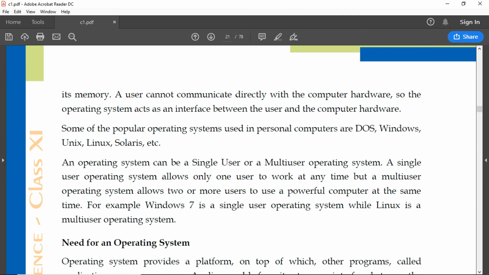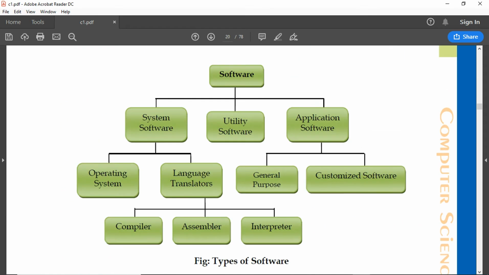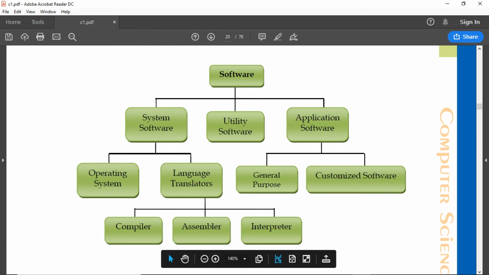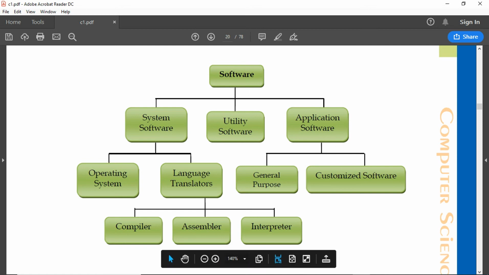Software. Application software. System software. Operating system. Language translators. Utility software. General purpose. Customized software. Compiler, assembler, interpreter.